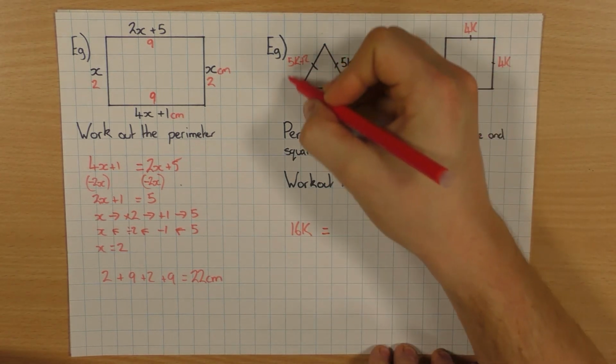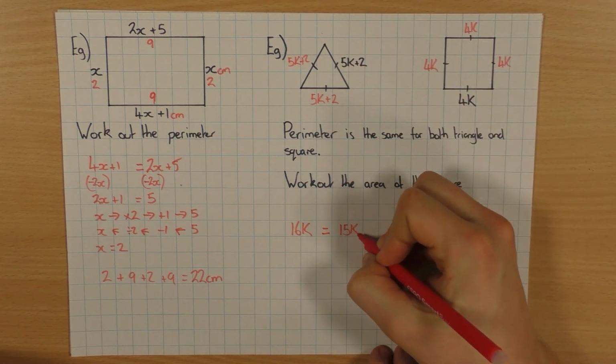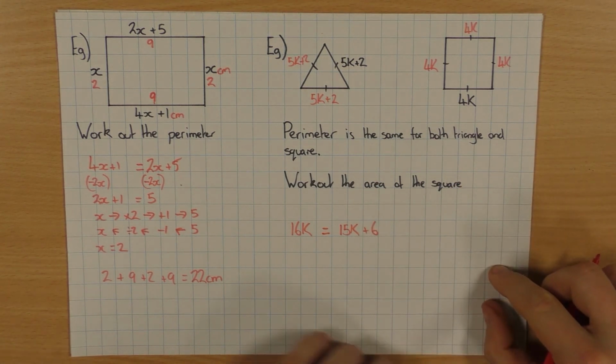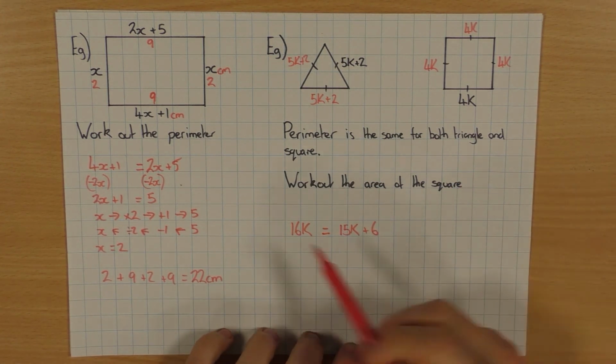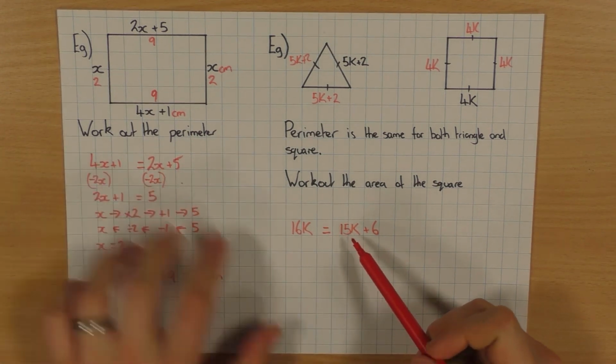We're told the perimeters are the same, so they are equal to each other. And then I need to work out the perimeter of this. 5k, 5k, 5k is 15k. 2 plus 2 plus 2 is 6. So again, I've got x. Oh, sorry, in this case I've got k. Sorry, k's on both sides, just like over here.